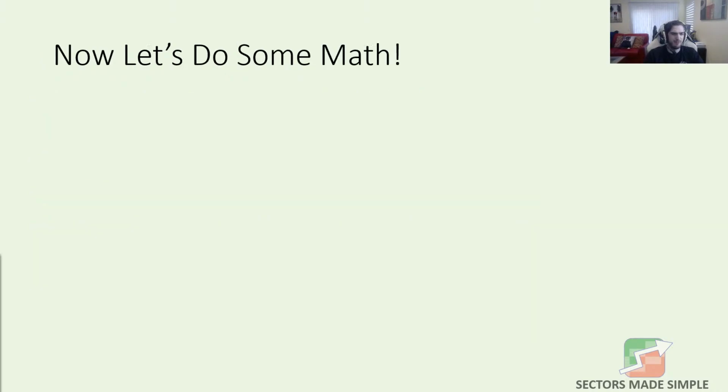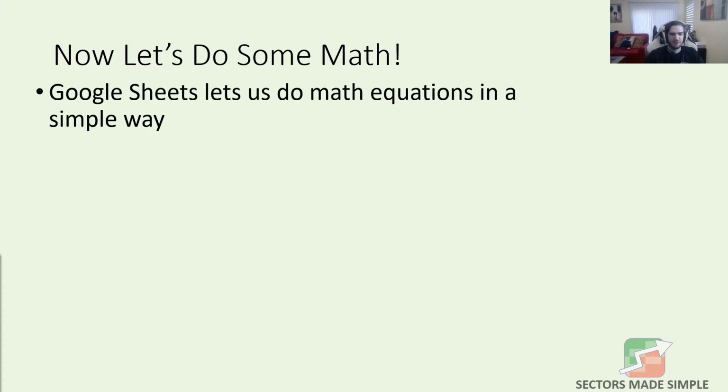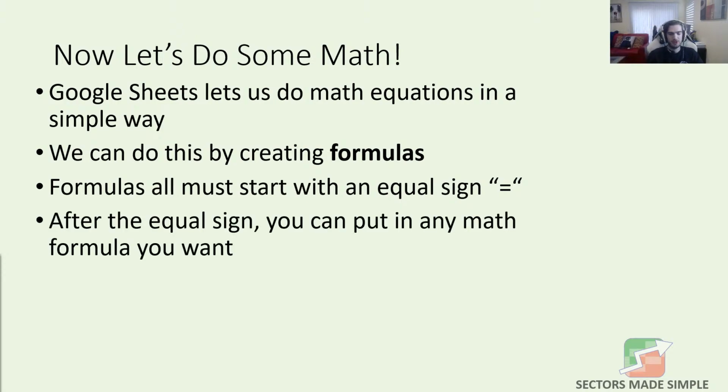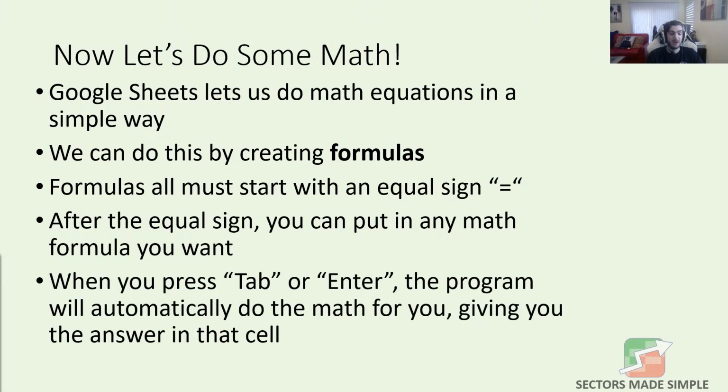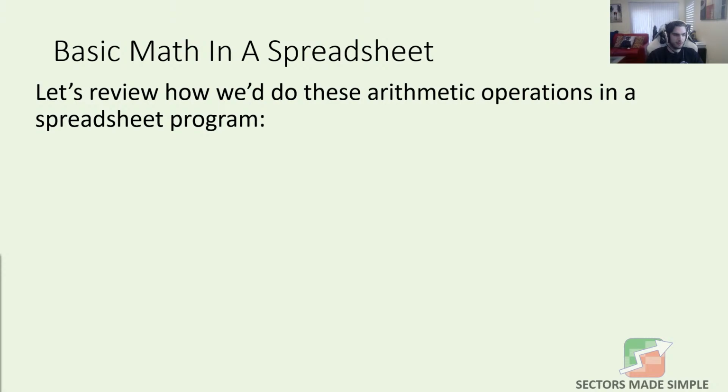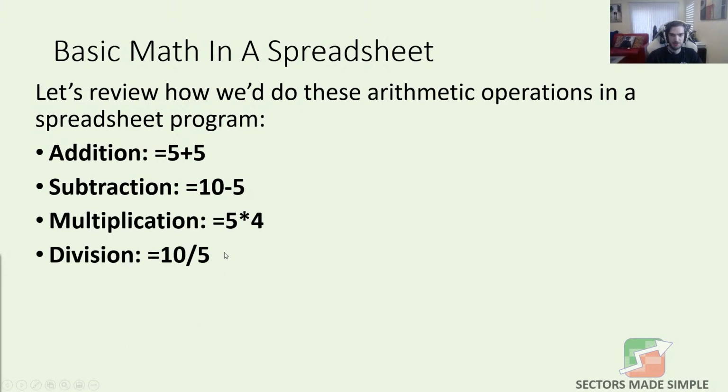So let's do a little bit of math, because it lets us do it pretty simply by creating formulas, and like I just said, all formulas must start with an equals sign. After the equals, it now knows we're doing math, it pulls out its little calculator, and we give it what we want it to do. And then when you hit either tab or enter, it will do all of the math for you and give you the answer. Now, you can do basic arithmetic, which is addition, subtraction, multiplication, and division by using a plus, minus, star, or slash.